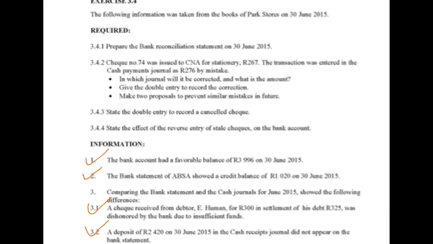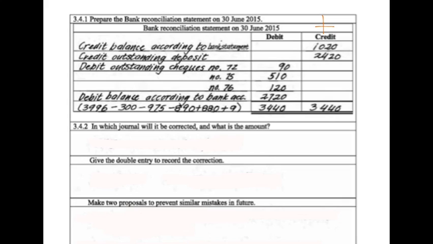So in which journal will this be corrected, and what is the amount? So the amount is 9 Rand and it must be corrected in the opposite journal from the original entry. So if the original entry was the CPJ, the correction will now be made in the CRJ. Give the double entry to record this correction. So 9 Rand is to be added onto bank. CRJ and 9 Rand is the amount to be corrected.